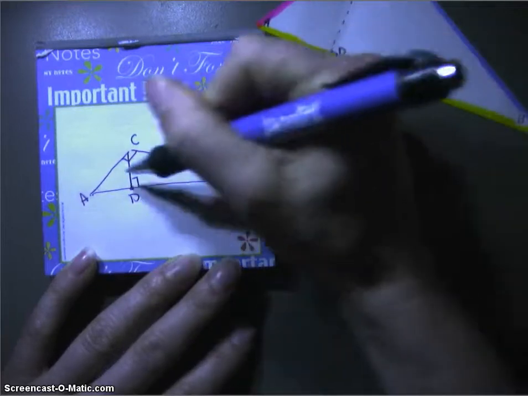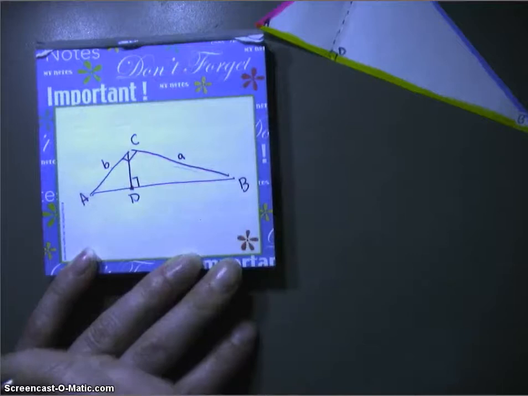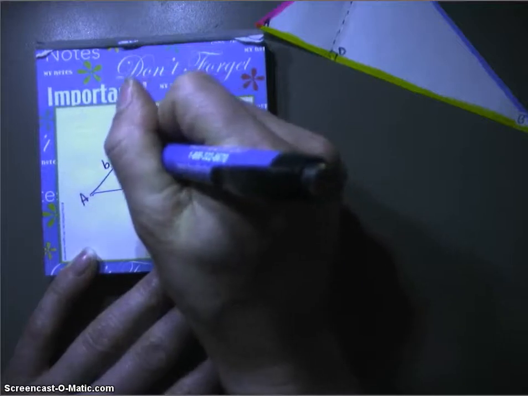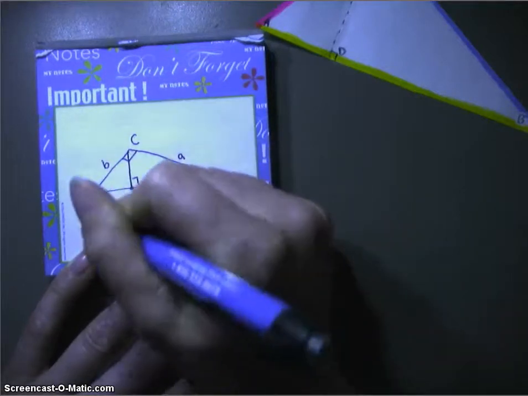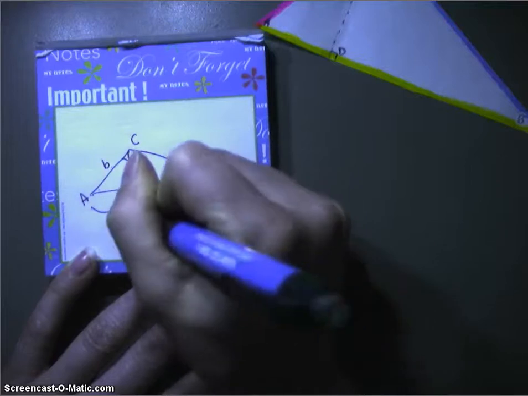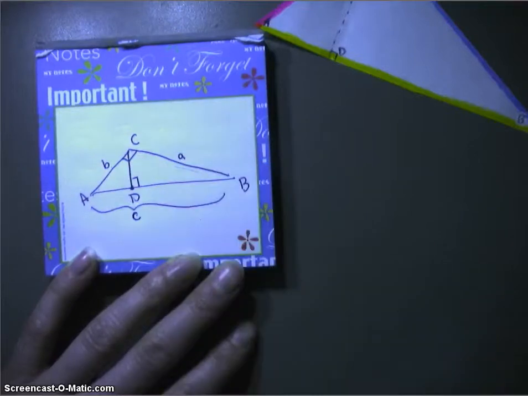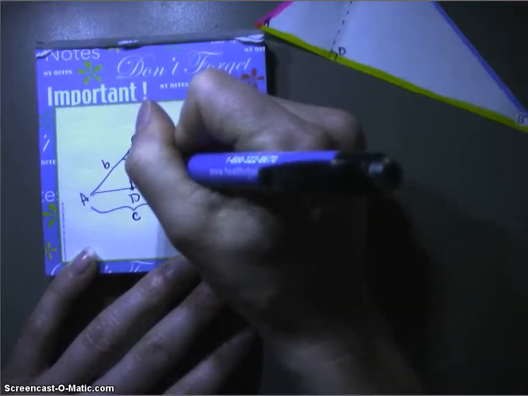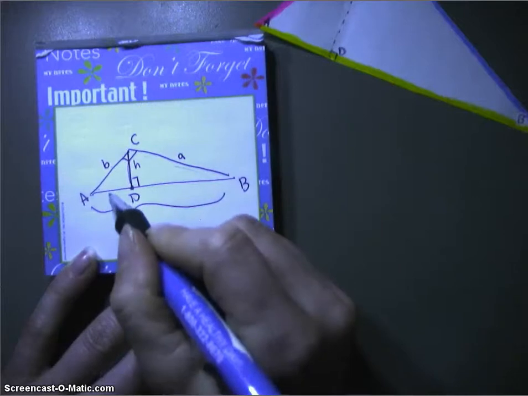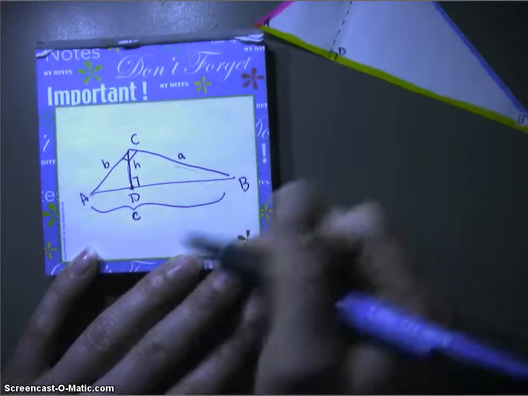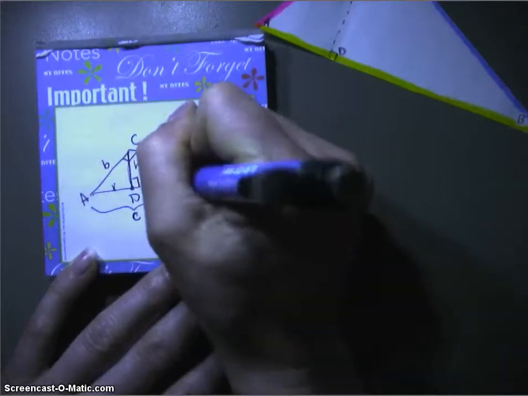Opposite angle B is this segment AC, which I'm going to call lowercase b. Opposite angle C at the top, on the big triangle, that would be this whole segment right here, so I'm going to call that lowercase c. And this is the height of that triangle, so I call that H, and these two right here don't have anything, so we just call those X and Y.